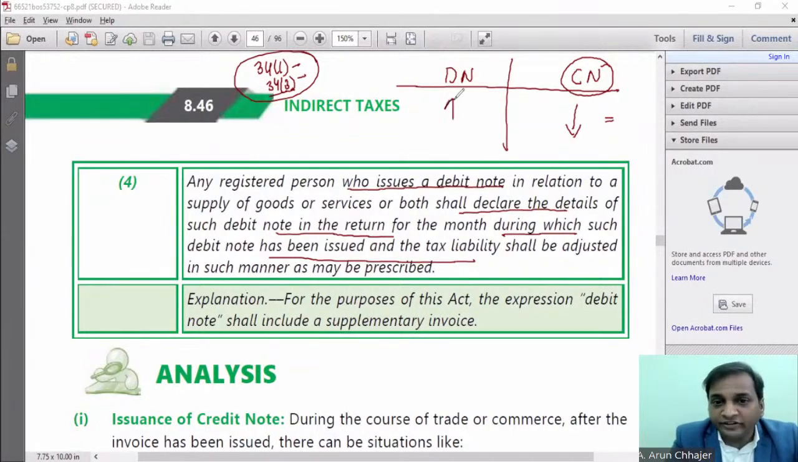In a debit note, we need to pay the tax to the government. The supplier will pay the tax to the government, and therefore there is no cutoff date. There is no last date. If he is paying late, he has to pay tax along with interest.